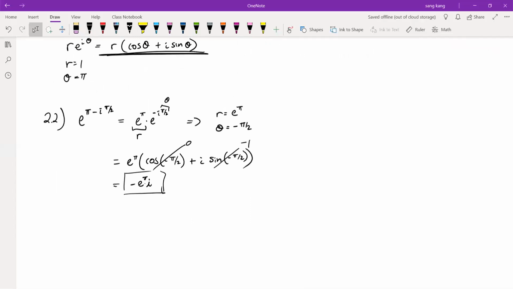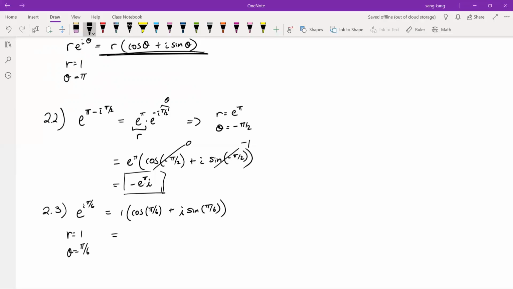Okay, so now 2.3, e raised to the i over 6. So my r equals 1, theta equals pi over 6. So this should equal 1 times cos pi over 6 plus i sine of pi over 6.